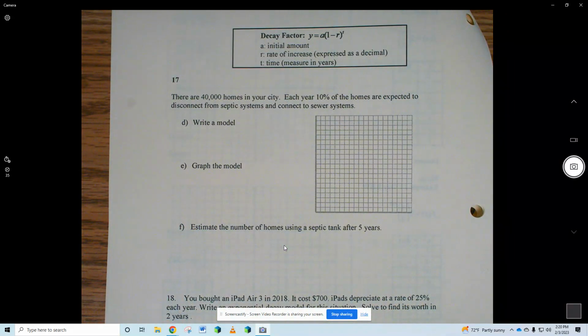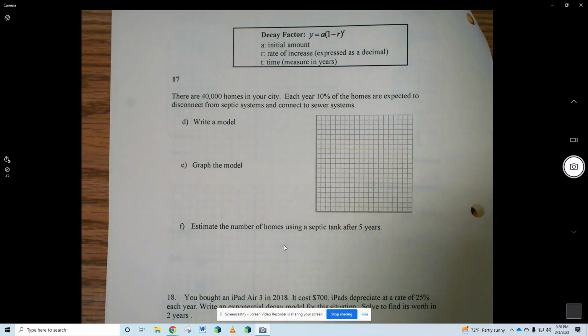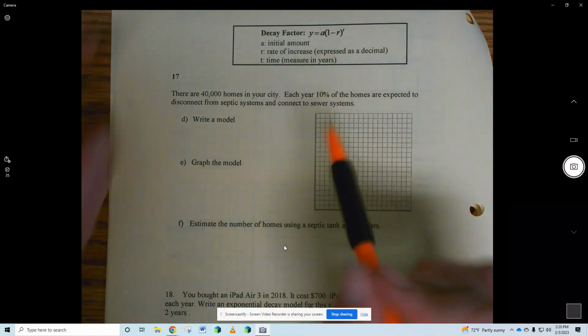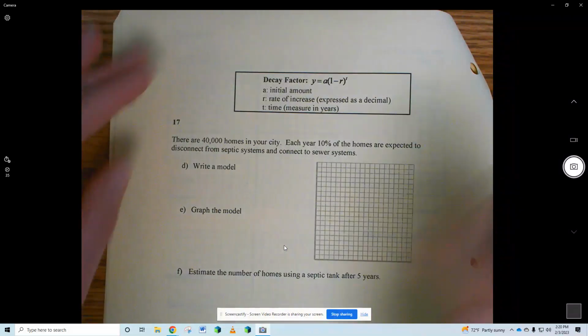Decay is when something goes down. Decrease. And there's a subtraction sign in the middle. Guys, we're being recorded right now. All right. So if something loses value, we're going to put a minus sign in the middle.